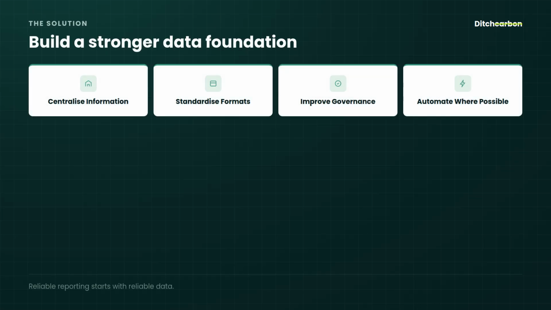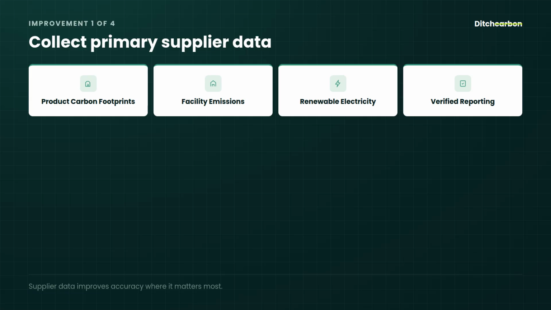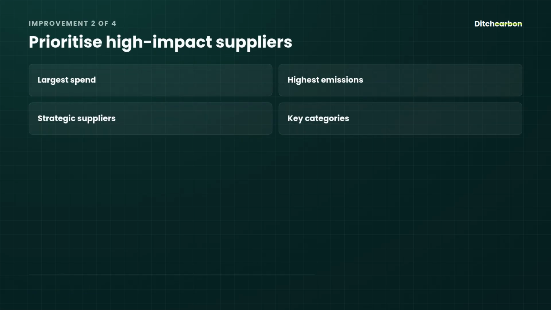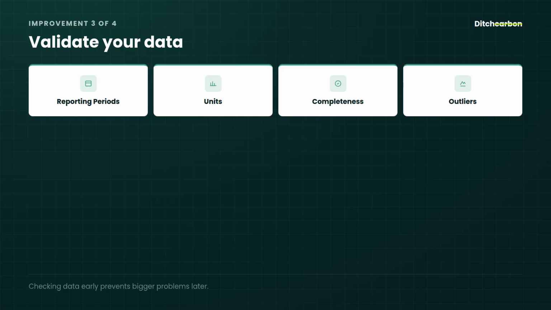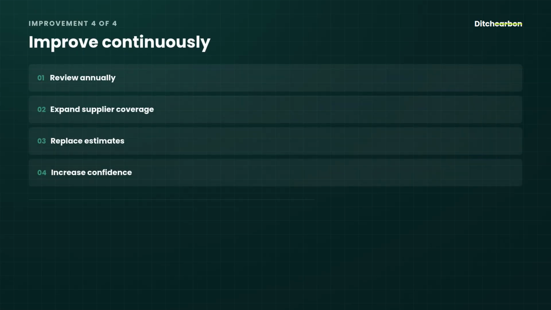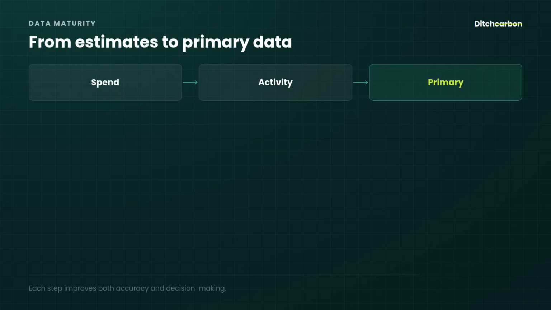So what do the organizations with the best Scope 3 programs actually do differently? They start with the data they already have. They focus on the suppliers that matter most. They validate information before calculating emissions. And every year they replace more estimates with better supplier data. It's a continuous improvement process, not a one-off exercise.